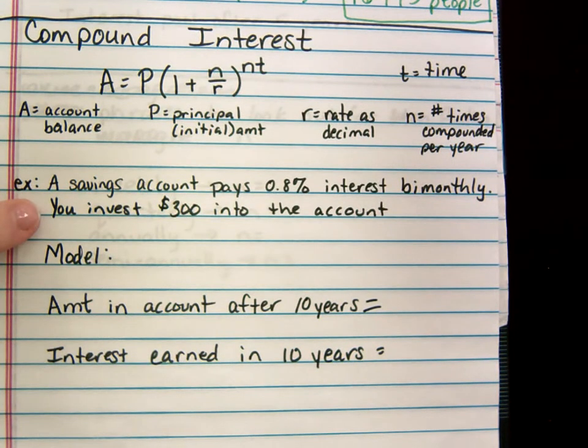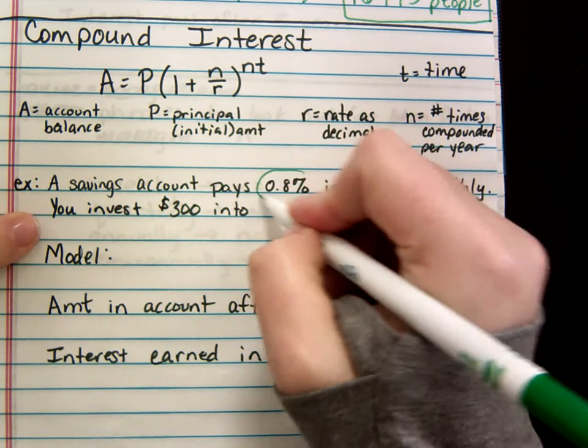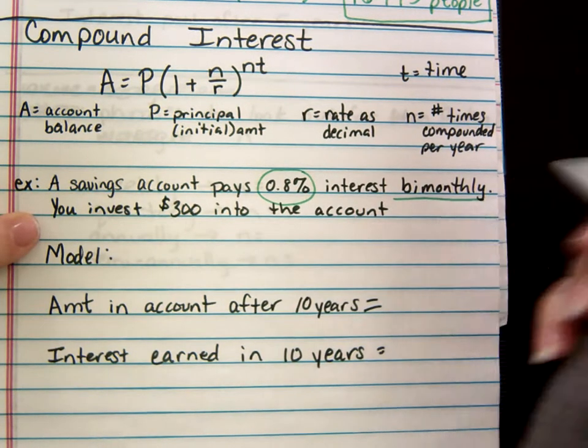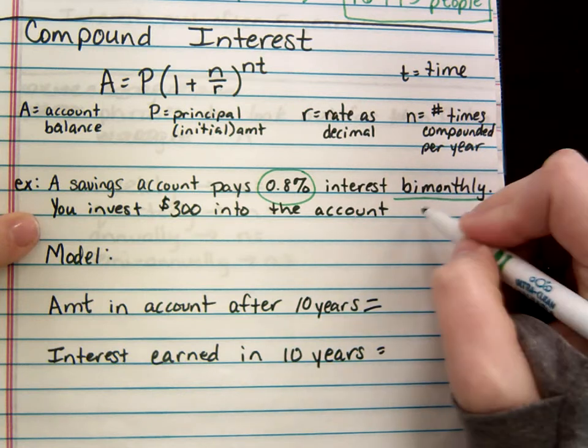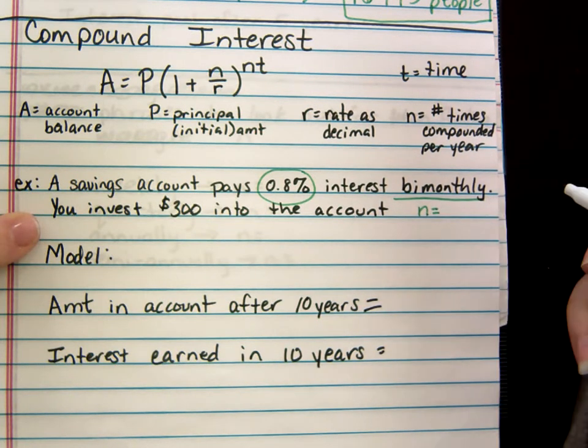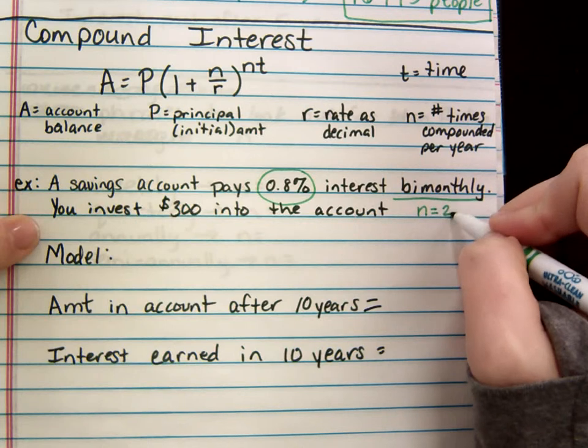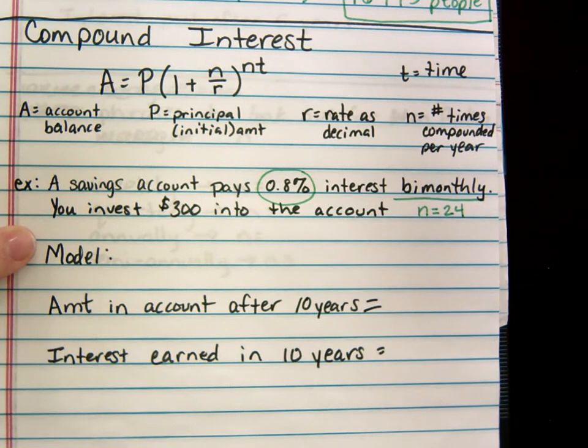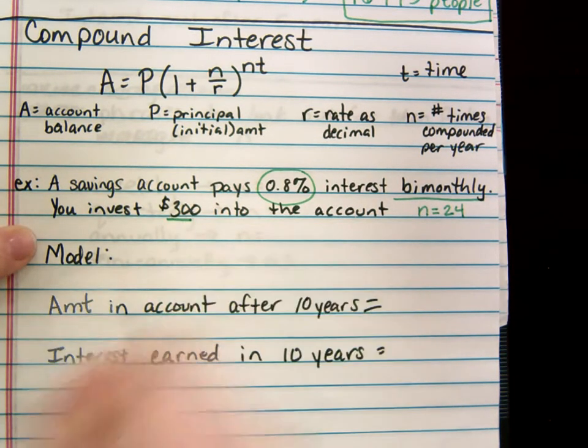So a savings account pays 0.8% interest bi-monthly. So this tells me R, this tells me N. Bi-monthly means twice a month. Since there's 12 months, we do 12 times 2 to get 24. We invest $300 into the account.